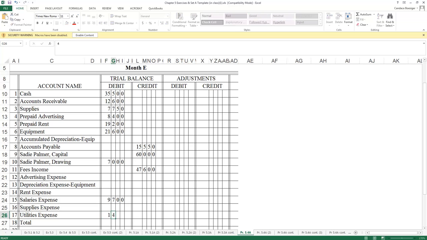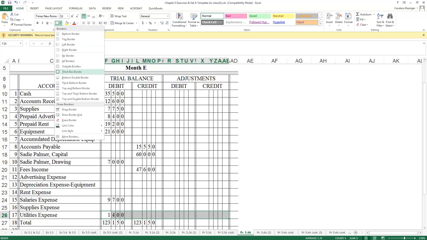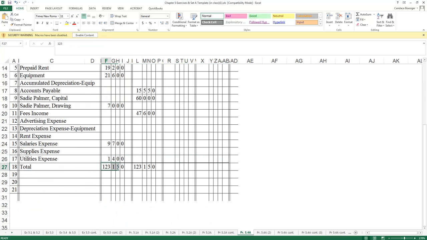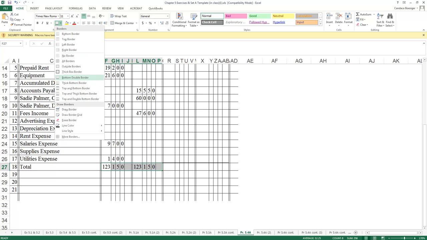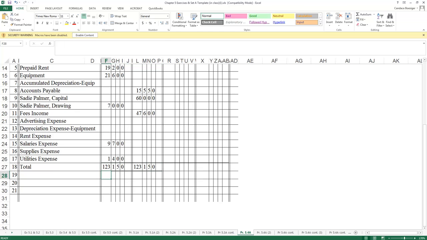And these totals should match exactly what is in the book. So we have a total of 123,150. I'm going to go ahead and put in my bold total line and my double lines under the bottom. Those are important formatting issues.